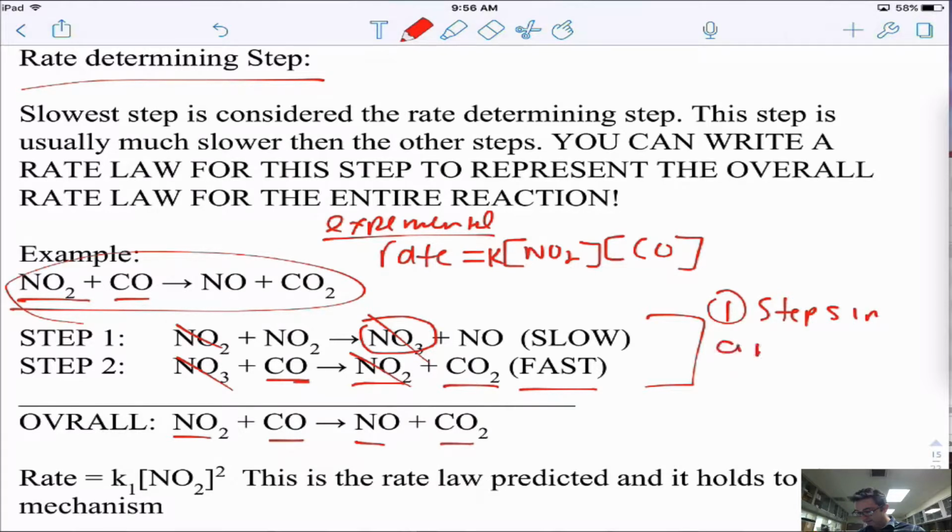So the first thing is that the steps in a mechanism must equal the overall reaction. The second thing is I look at the slow step and I write a rate law.